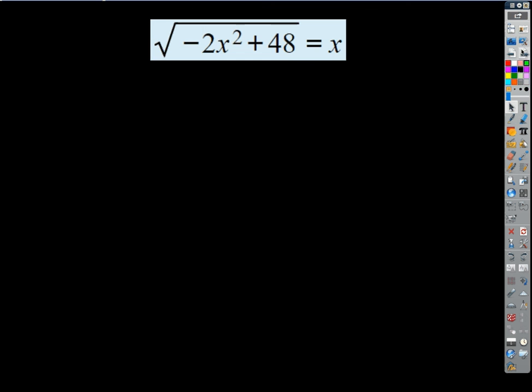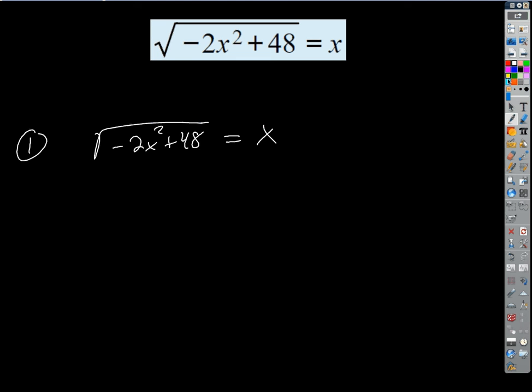Let's do one like this. This is a little different because now we have an x on the other side. Okay, so step 1, isolate the radical. Done, right? It's already isolated. Agreed? Okay, so step 1, I've already got that. Square root of negative 2x squared plus 48 equals x. All right? Step 2.